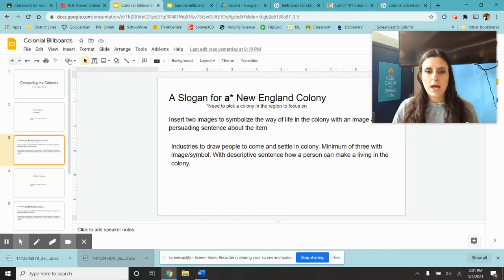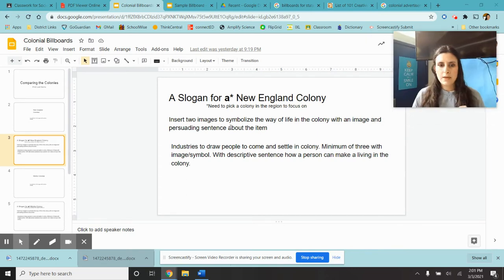So you're going to pick a few images to symbolize the way of life in the colony with an image and a persuading sentence about it. Persuasion, right? You've written an essay. You're writing an essay on persuasion, right? You want people to come to that colony. Then you need to give them a reason to come, right? They can have a job. They can make money. They can have an industry to be a part of. You're going to list options and industries with a descriptive sentence for each one of why they can make a new life there.